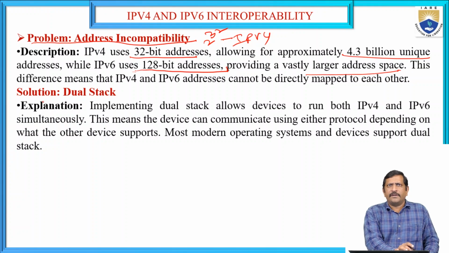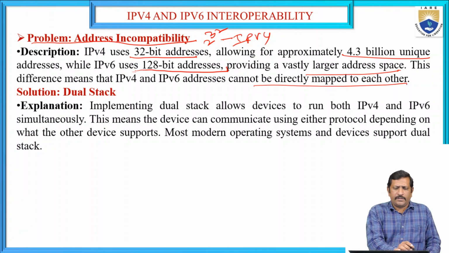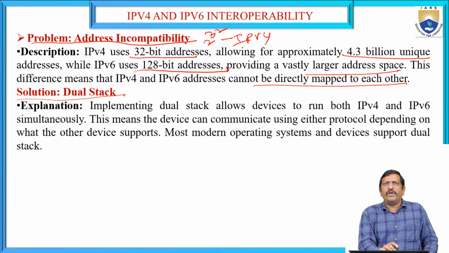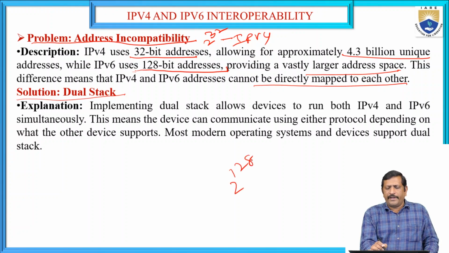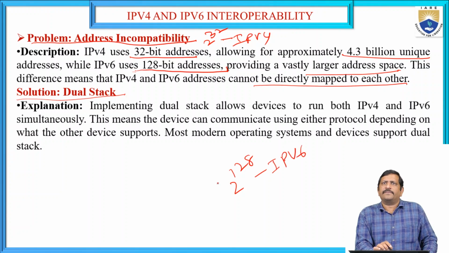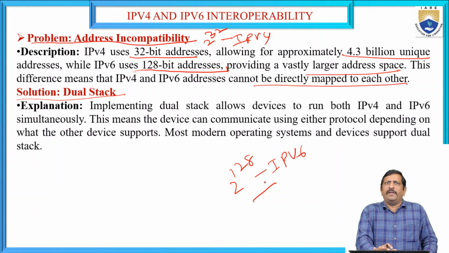This difference means that the IPv4 and IPv6 addresses cannot be directly mapped to each other. The solution for this is dual stack. By implementing dual stack, this incompatibility can be overcome. Why? Because IPv6 uses a 128-bit address, which means 2 to the power of 128. This is the incompatibility.